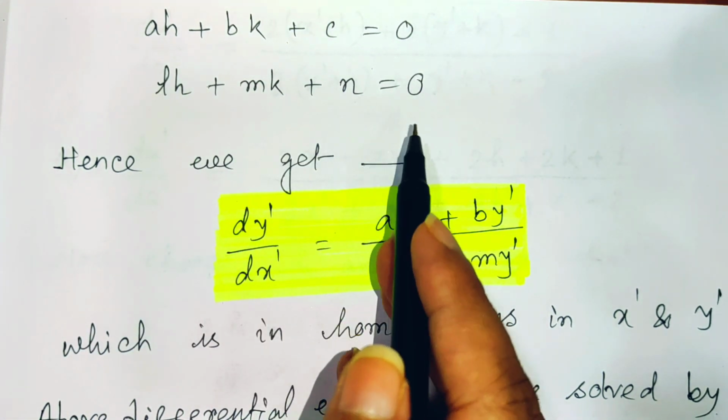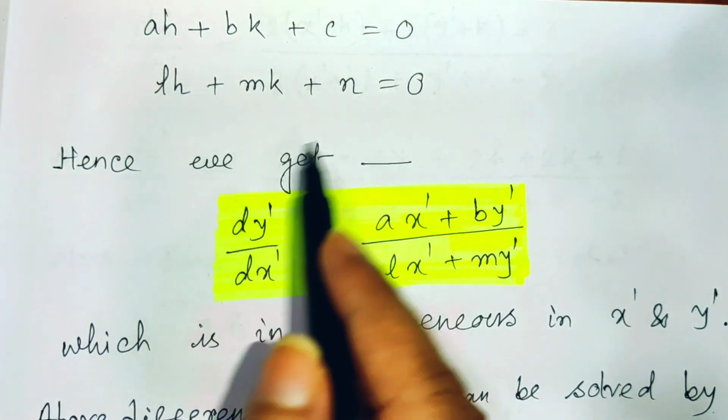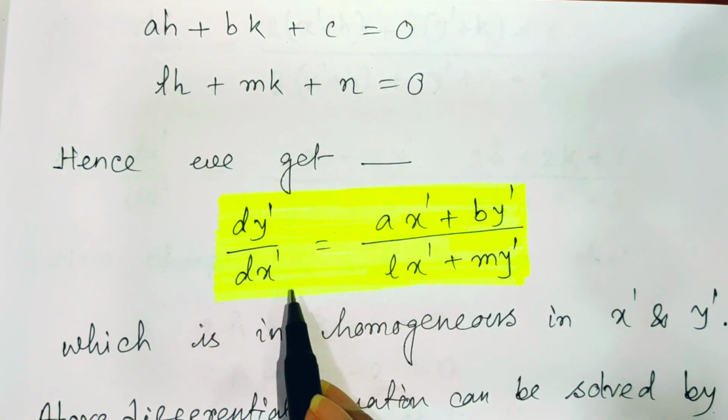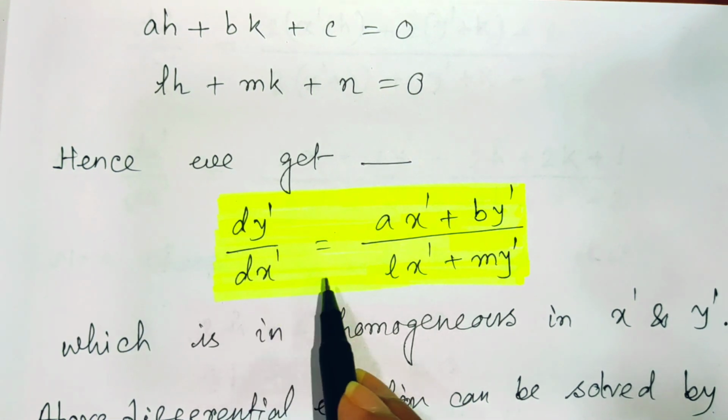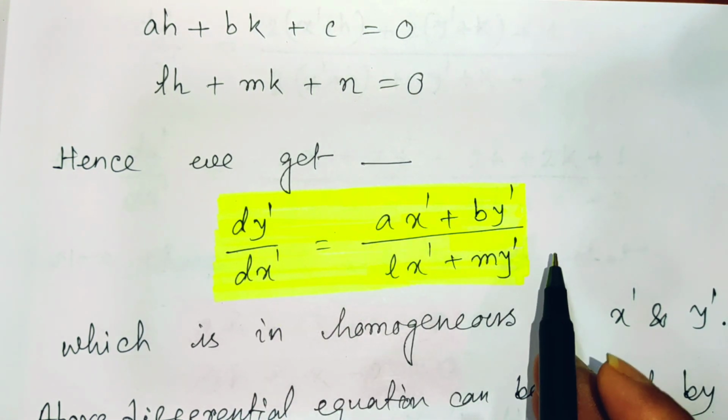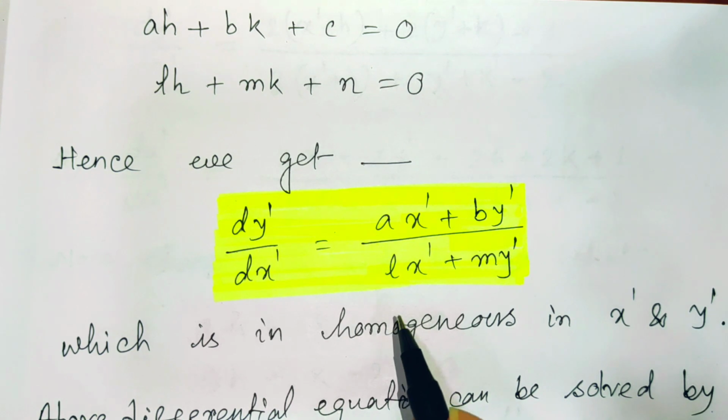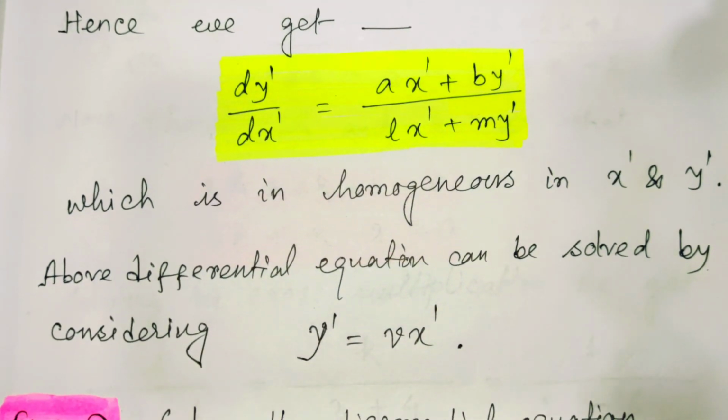So when for the particular h and k values these two are 0, then our equation reduces to dy dashed by dx dashed equals (ax dashed plus by dashed) divided by (lx dashed plus my dashed). Now this one is homogeneous in terms of x dashed and y dashed. So this differential equation can now be solved by the simple substitution of y dashed equals v x dashed, that we know from our previous video. So let us do one example so that we can understand better.